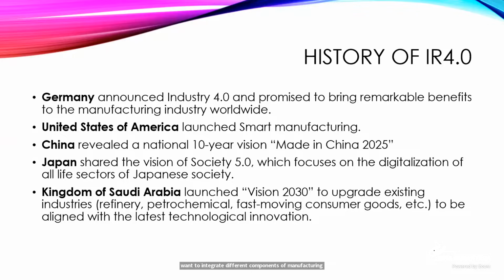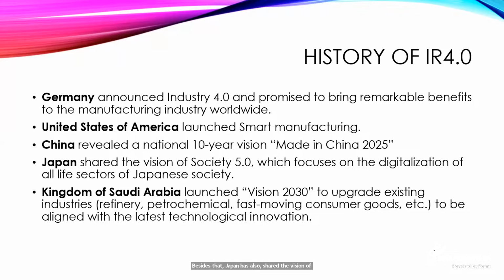At the same time, China also revealed a national 10-year vision, Made in China 2025. The goal of this is to make China a hub for manufacturing. That's why if you purchase many goods online, you realize that most of these goods are manufactured in China. So they are on their way to making sure that by 2025, China is a manufacturing hub of the world. Besides that, Japan has also shared the vision of Society 5.0.